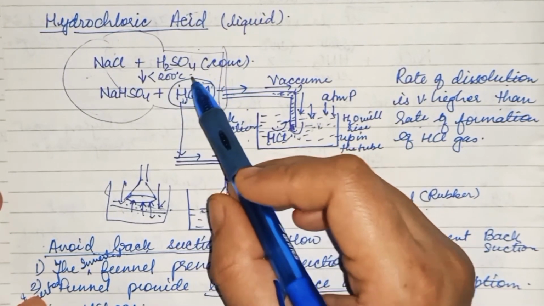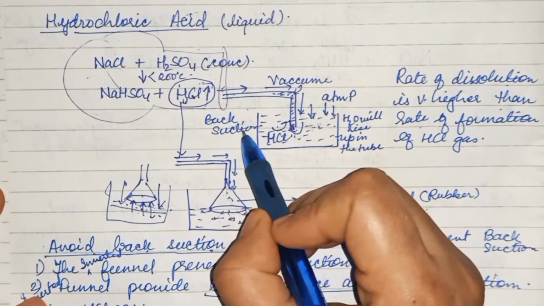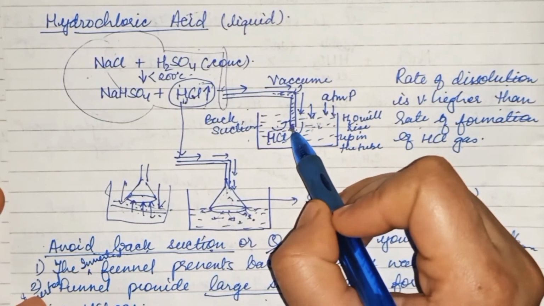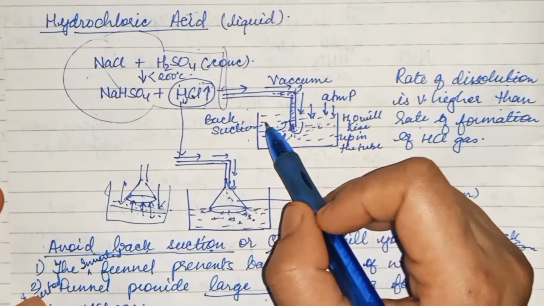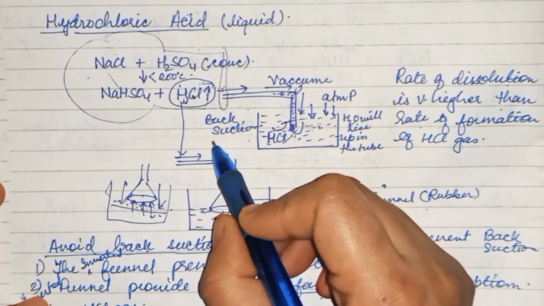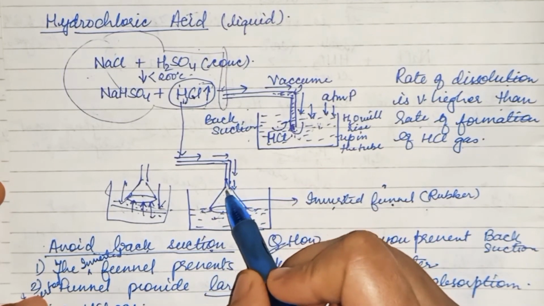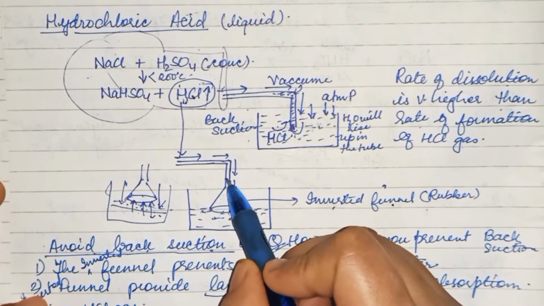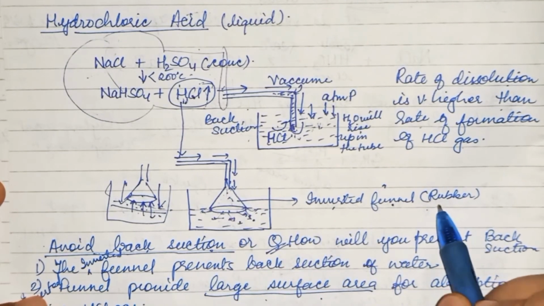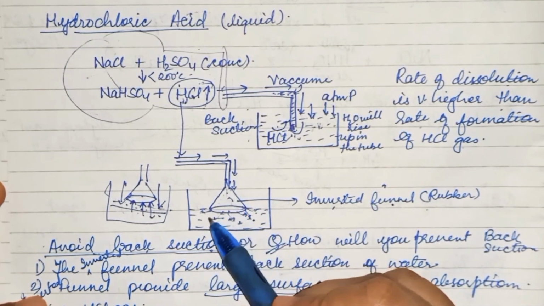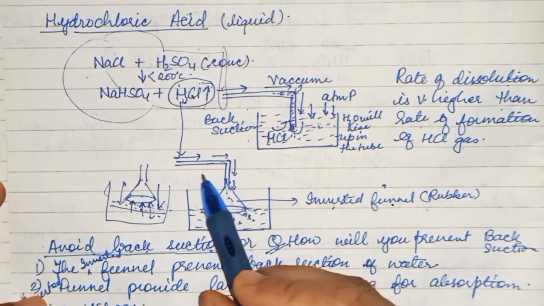To avoid this back suction, children, this is known as back suction. Rising up of water in the tube is called back suction. The removal of back suction is that we will place one inverted funnel with the tube, and this inverted funnel is of rubber. Why have we taken rubber? Because rubber is lighter.